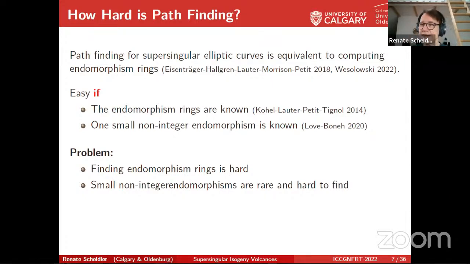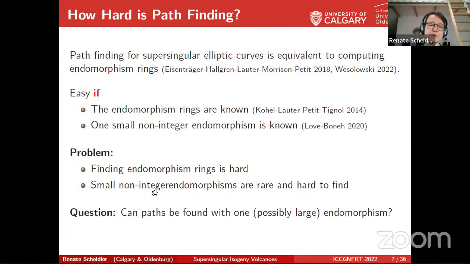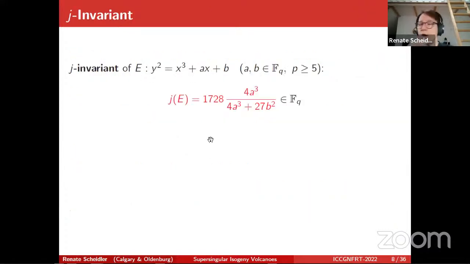So what we were asking is, well, what if you try and find middle ground? Let's say you have one endomorphism available, but it doesn't necessarily have to be small. It could be a large degree endomorphism. How does that help you with pathfinding? That's the question we want to answer. So can paths be found with one possibly large endomorphism? And the answer is yes, in sub-exponential time.